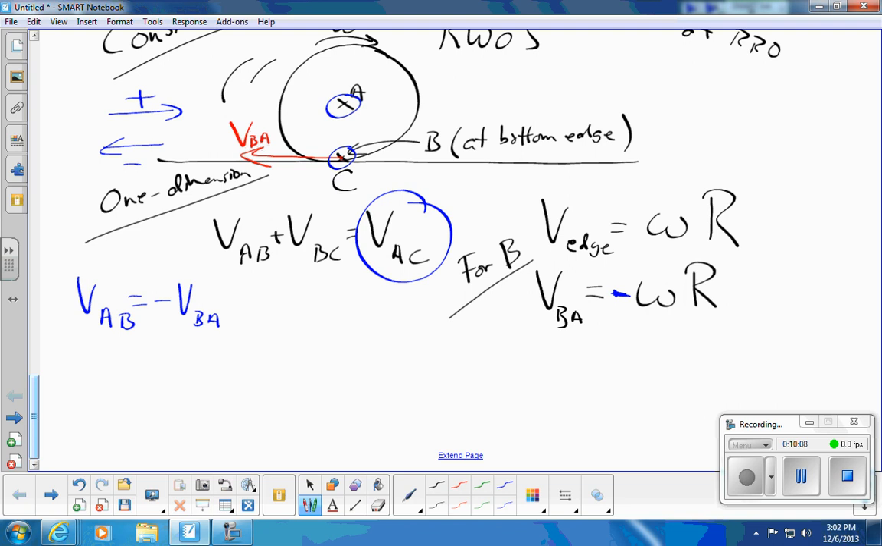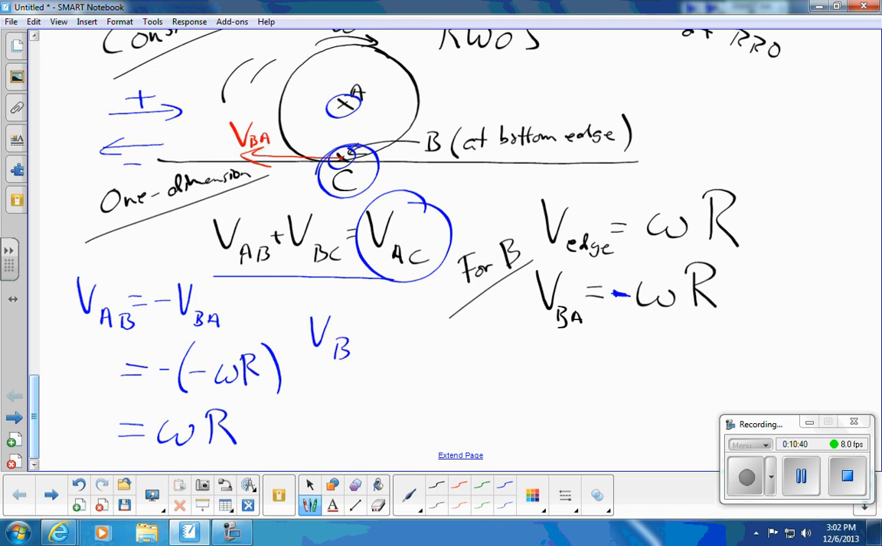So if I now look at this relative velocity equation, I can say, okay, VAB, well, that's negative VBA, but VBA is itself negative omega times R. So VAB is positive omega times R. That's nice. What is VBC? VBC is the velocity of the bottom of the wheel relative to the ground. Well, this object is rolling without slipping. It's not sliding, it's not slipping. And so that means that VBC is equal to 0.